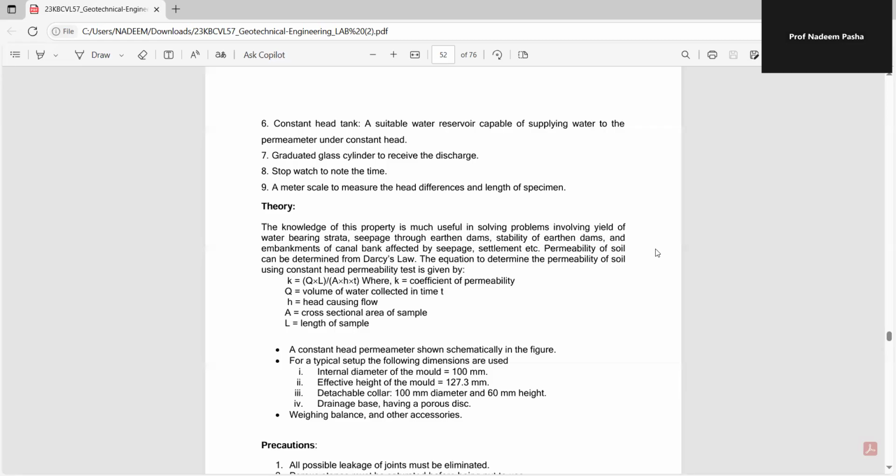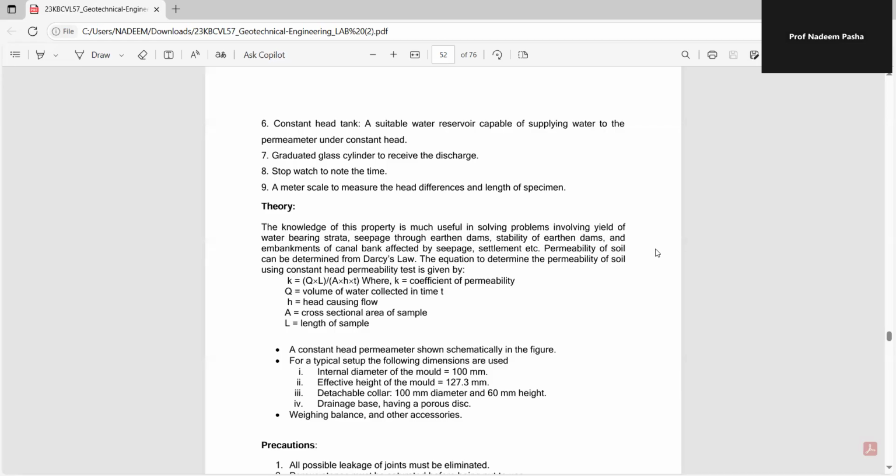The knowledge of this property is very useful in solving problems involving yield of water-bearing strata, seepage through earth dams, stability of dams and embankments, and canal banks affected by seepage, settlement, etc. Permeability of soil can be determined from Darcy's law.